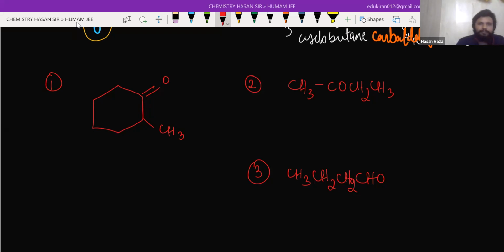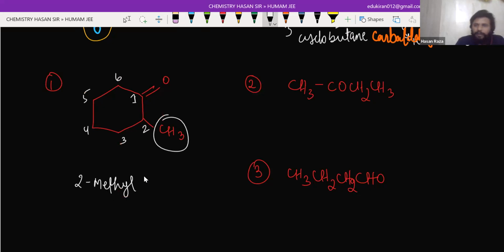Ketone will have higher priority than methyl, right? Methyl is a branch. You are not going to think anything about methyl. This is your functional group. So this will be 1, 2, 3, 4, 5, 6. This is your branch, right? So it will be 2-methyl. Tell me the carbon in parent chain. 6. So hex. And all are singly bonded, hexane. 1-one. So hexanone we can write, right? Yes.